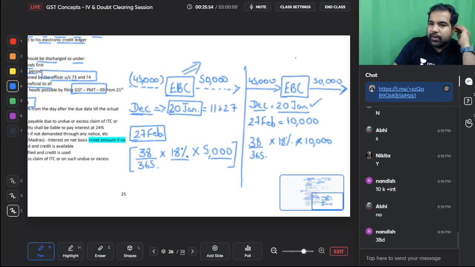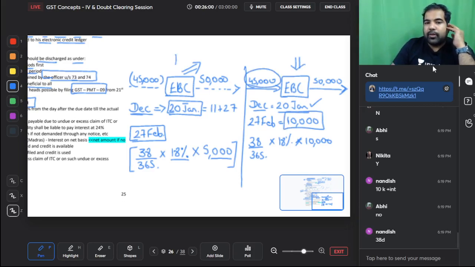So if you filed your return, then you've already used your credit, then interest applies only on the balance amount. And if you've not filed your return, then you can take the credit. This is section 50, subsection 1 and subsection 2.